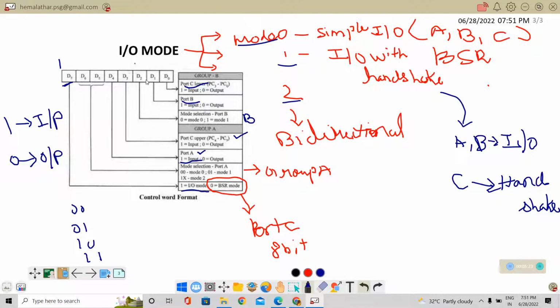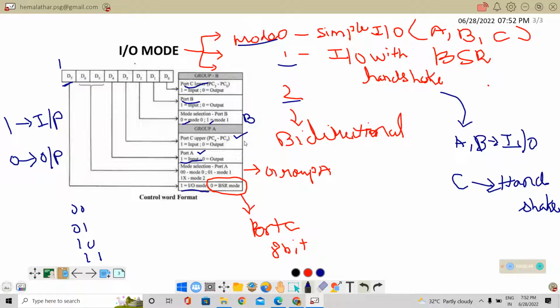Since it is 1 bit, you have two different combinations, either 0 or 1. So 0 is mode 0, and 1 belongs to mode 1, that is input and output with handshaking. So your D1 is going to tell you whether port B is going to act as an input or output. Similarly, your D0 tells whether port C lower is going to act as an input or output.